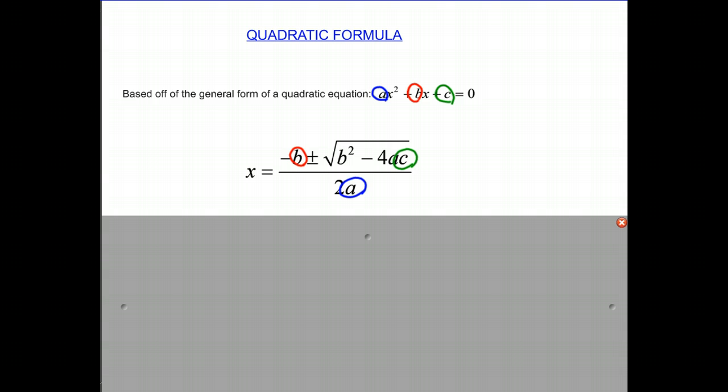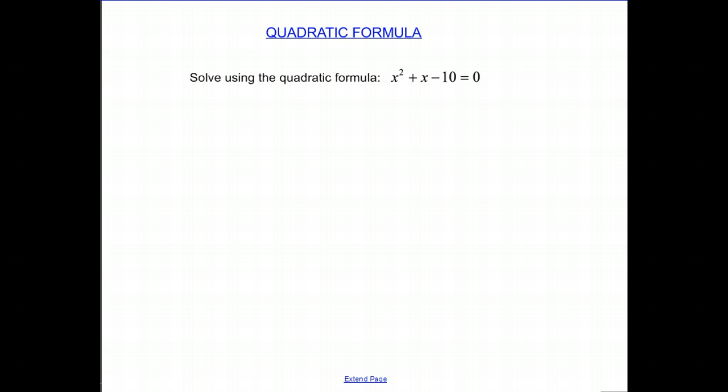So now let's try an example together. Solve using the quadratic formula x squared plus x minus 10 equals 0. So we now have an equation in the general form that we looked at before. It has an a, b, and a c. Remembering here that when I don't see a specific number in front, I know that it's a 1. So this is 1x squared plus 1x minus 10 equals 0.